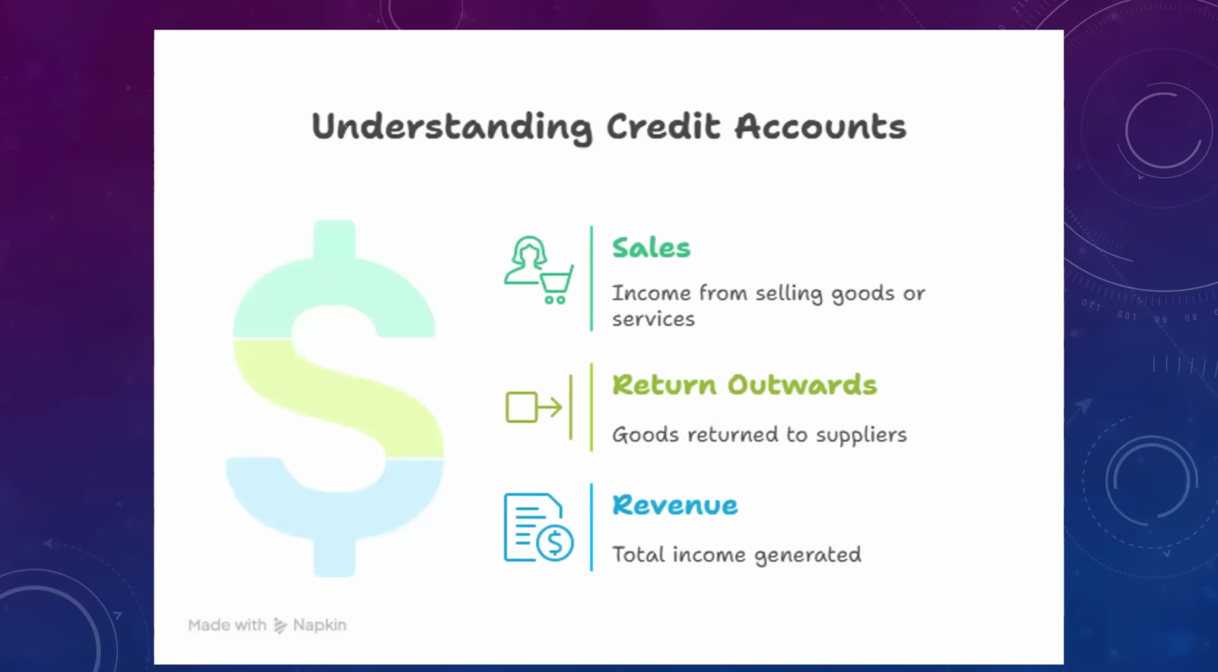All the other accounts, which will be sales, return outwards, and your revenue accounts, are always credited. So once you're recording a transaction in your sales account, you're going to credit. In your return outwards account, you're going to credit. In any of your revenue accounts, you're going to credit.